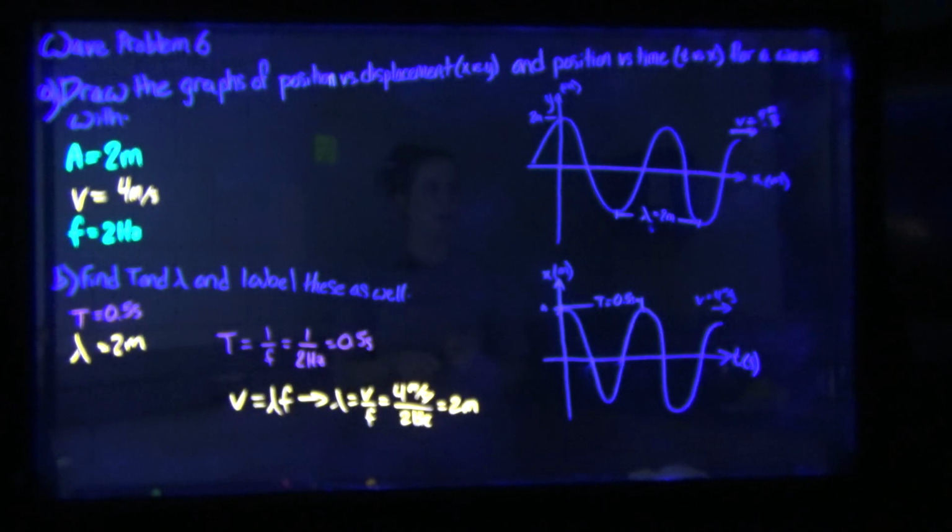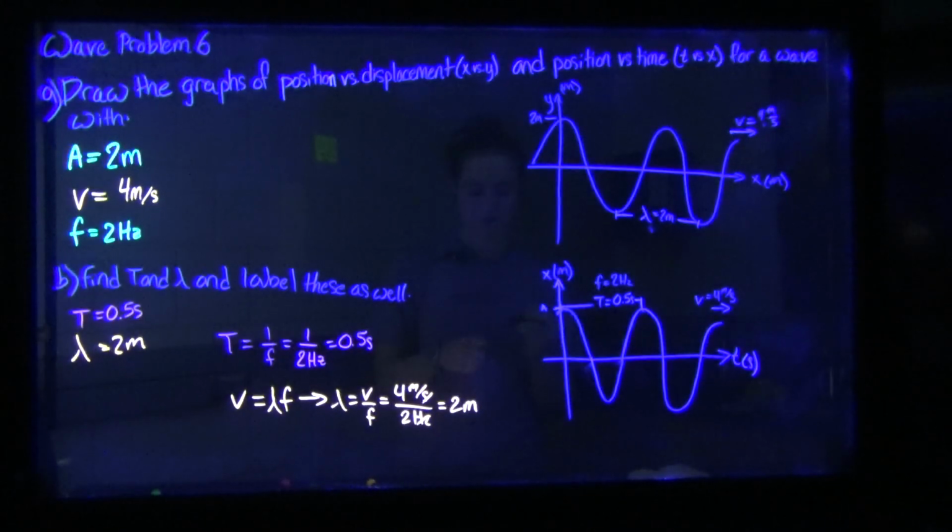So we've labeled our wavelength right here, our period right here. We've got a velocity down, the frequency we could have also put here, 2 hertz. That's just inverse time, so inverse period, so we can put it in the same spot. We've got our velocity and we've got our amplitude in both places.